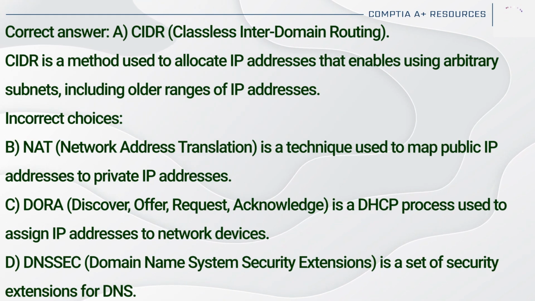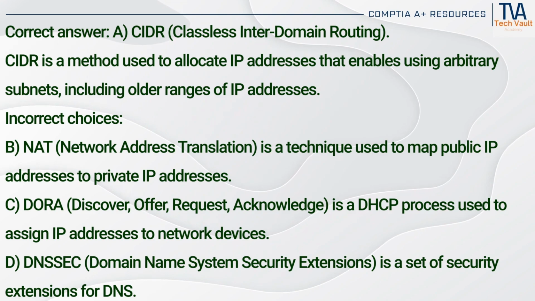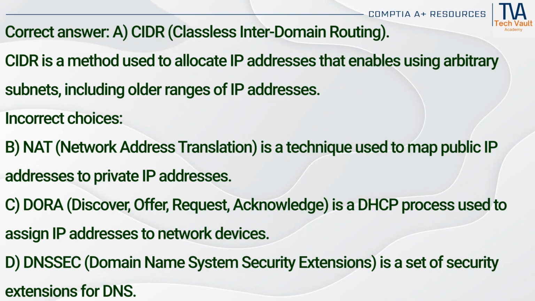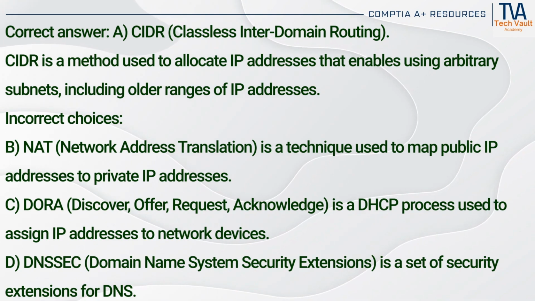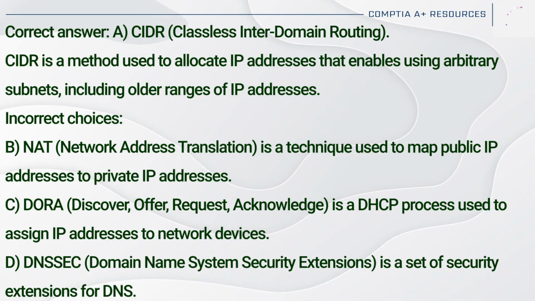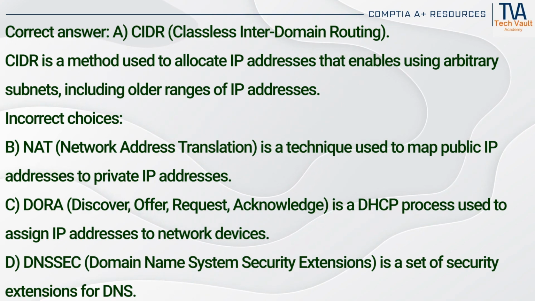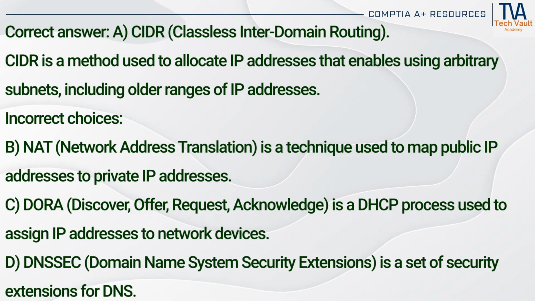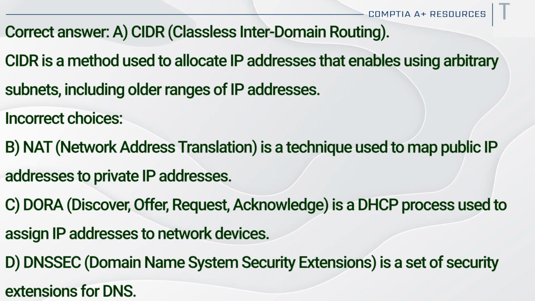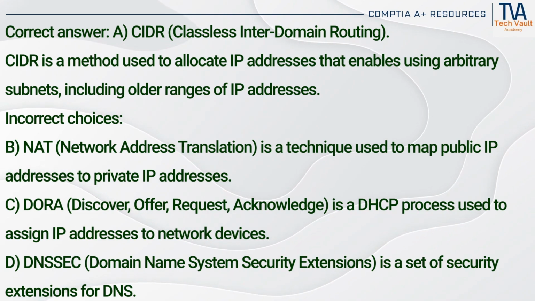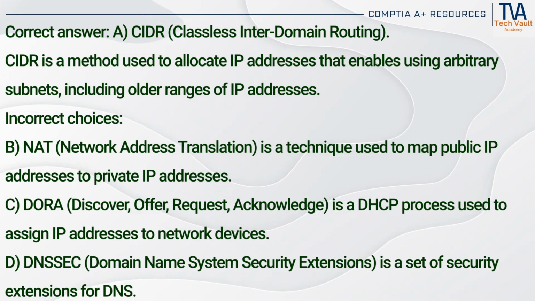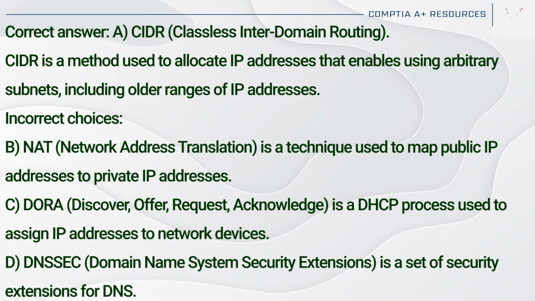Correct answer, A, CIDR, Classless Inter-Domain Routing. CIDR is a method used to allocate IP addresses that enables using arbitrary subnets, including older ranges of IP addresses. Incorrect choices. B, NAT, Network Address Translation, is a technique used to map public IP addresses to private IP addresses. C, DORA, Discover, Offer, Request, Acknowledge, is a DHCP process used to assign IP addresses to network devices. D, DNSSEC, Domain Name System Security Extensions, is a set of security extensions for DNS.